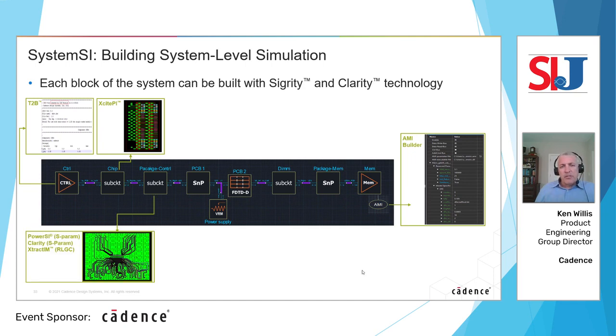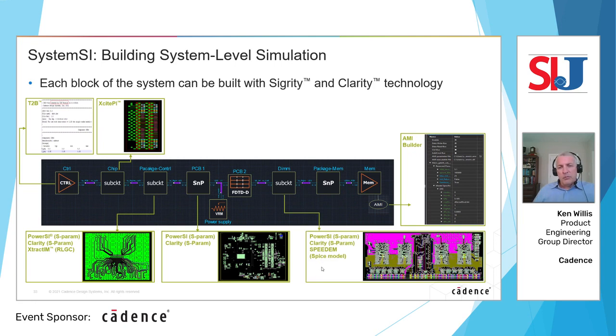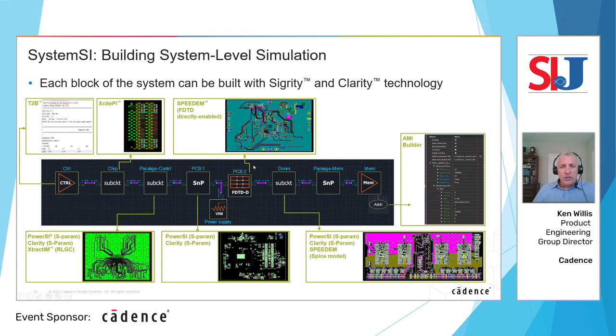Extract IM or Power SI can be used to perform 2.5D extractions of the package. Also, Clarity can be used to do a full wave extraction of the package. Either Power SI or Clarity can be used to extract the PCB model, again depending on whether you want to use hybrid or full wave extraction. SpeedEM can also be used to do a SPICE level extraction of the interconnect, and also can be used in an FDTD direct mode where it will use the FDTD engine directly to solve the geometries of the layout.